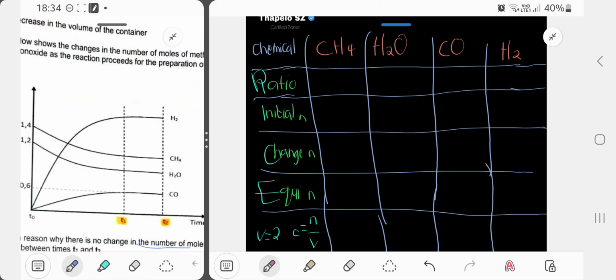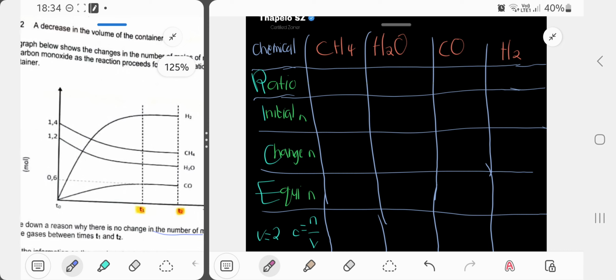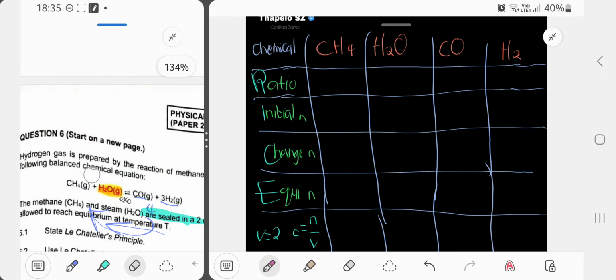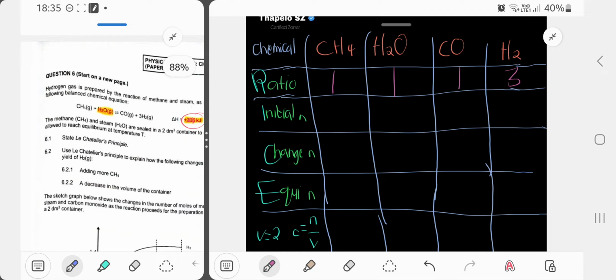Okay, now that we've got our table, let's resume. They give us the initial number of moles of everything, so we're going to be filling that in. We're going to be using our RICE table, but before we move on to the initial, let's start with the ratios. In the balanced reaction, we can see that we have 1 mole of CH4, 1 mole of water gas, 1 mole of carbon monoxide, and 3 moles of H2. That's the balancing ratio.